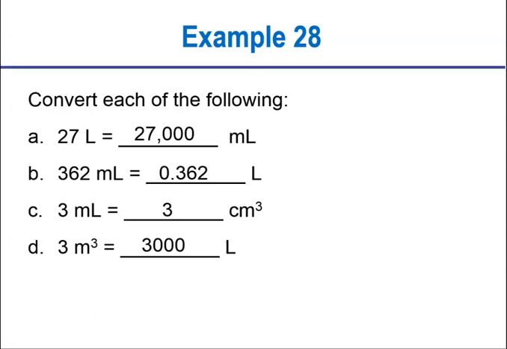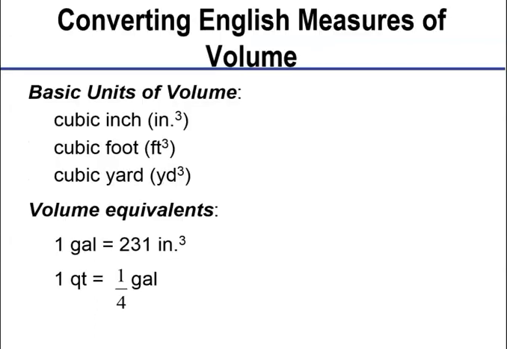Now here's a list of your English measures in terms of volume. So a cubic inch, and you know how big an inch is, so turn that into a cube. That would be a cubic inch. A cubic foot, a cubic yard. Those are often measures that we use to measure volume. Also, we know 1 gallon is equivalent to 231 inches cubed, and 1 quart is 1/4 of a gallon. I tend to think more the other way, that 4 quarts equals 1 gallon. That is saying exactly the same thing, right?